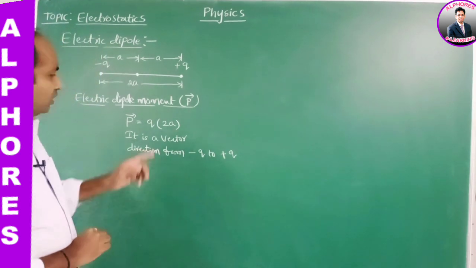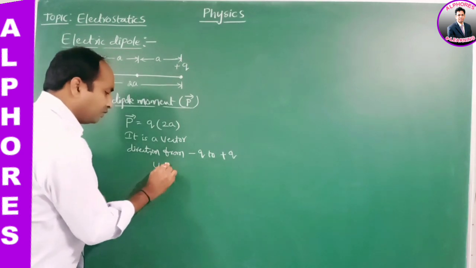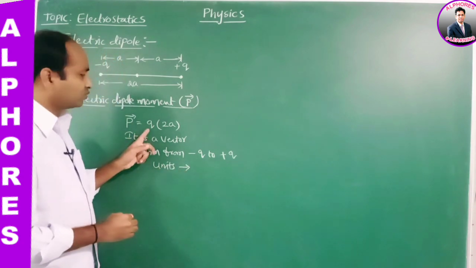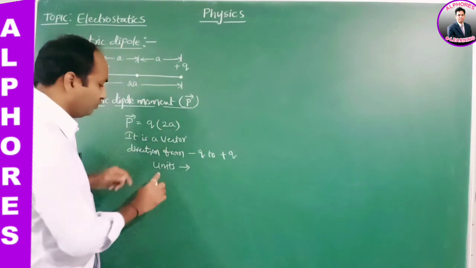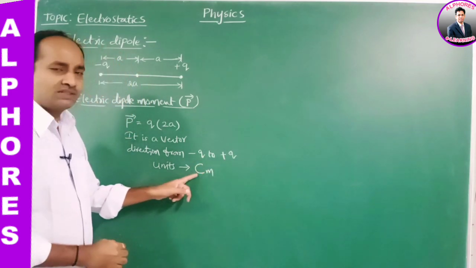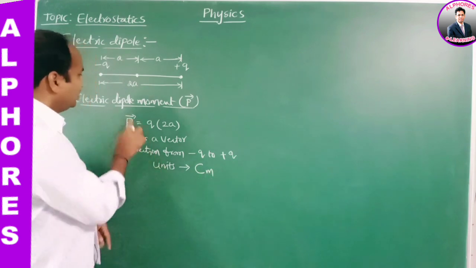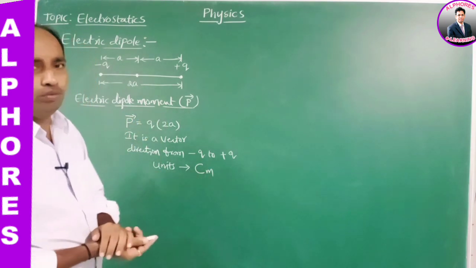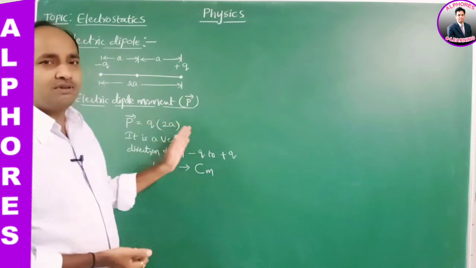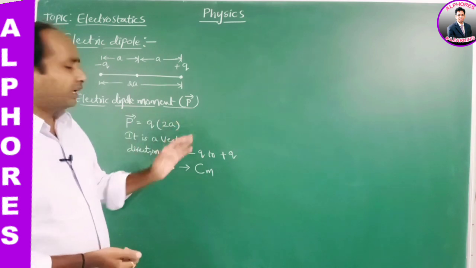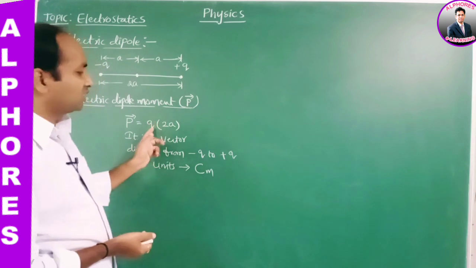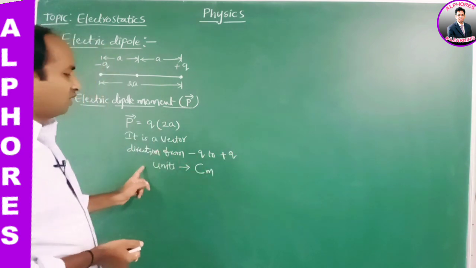What are the units of dipole moment? The unit of charge is coulomb and the unit of distance is meter, so the unit is coulomb meter, C m. So this is about the electric dipole moment: the product of the magnitude of either charge and the distance between them. It is a vector, its direction is from negative charge to positive charge, and its unit is coulomb meter.